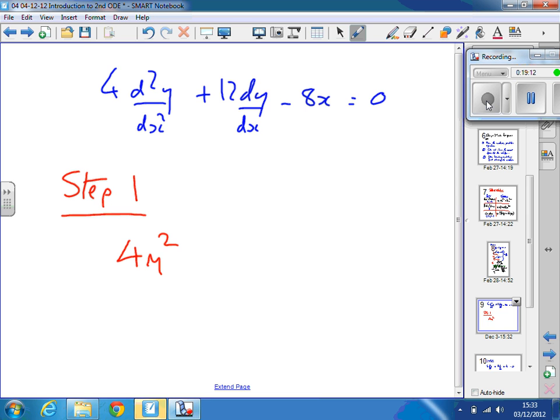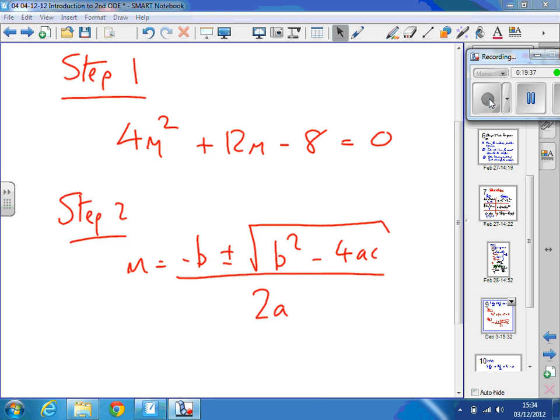So m is the differential, so the second differential is going to be m squared, giving 4m squared plus 12m minus 8 equals 0, because there's no differential in the last term, so there's no m. Now it looks like a quadratic equation. We make it look like a quadratic by letting the differential be our x effectively.